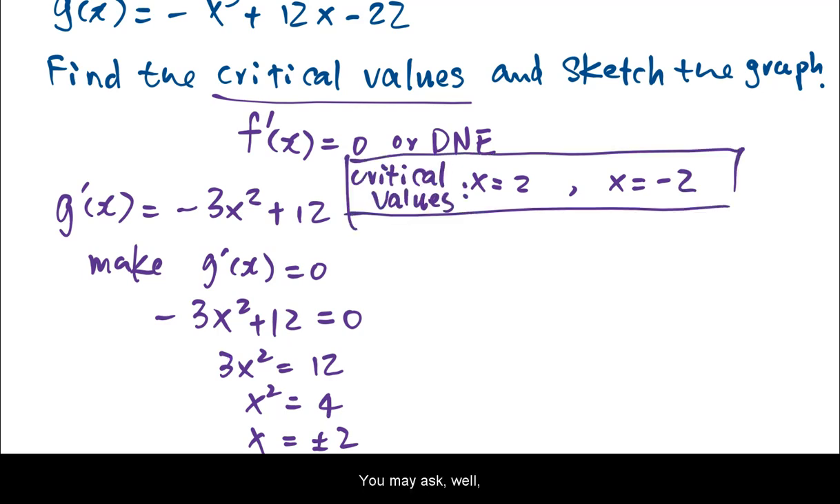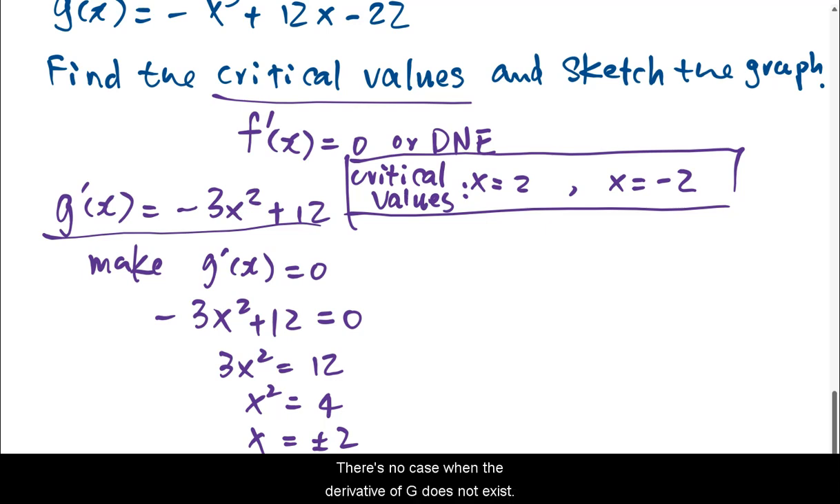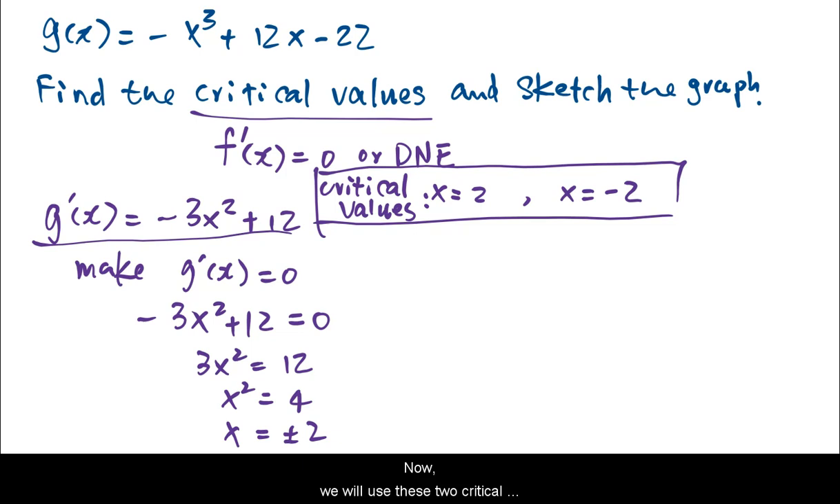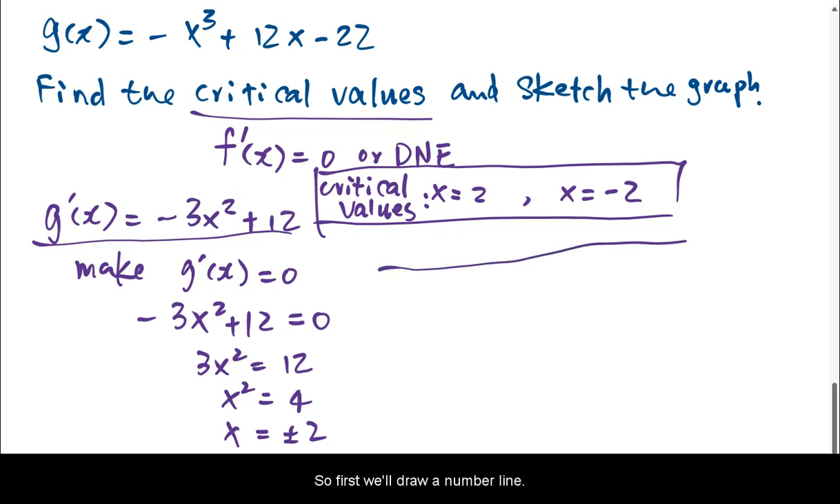You may ask, well, what happened to does not exist? Well, if you look at g of x, it's defined everywhere. There's no case when the derivative of g of x does not exist. So we will only look at the case when it's equal to 0. Now we will use these two critical values to help us find relative maximum or relative minimum. So first we'll draw a number line.